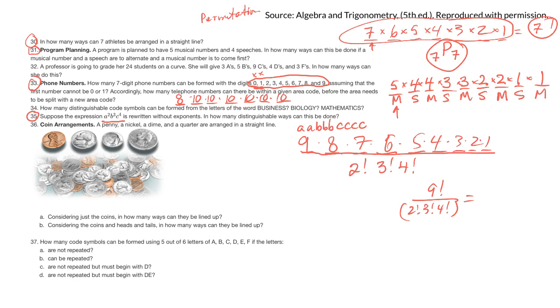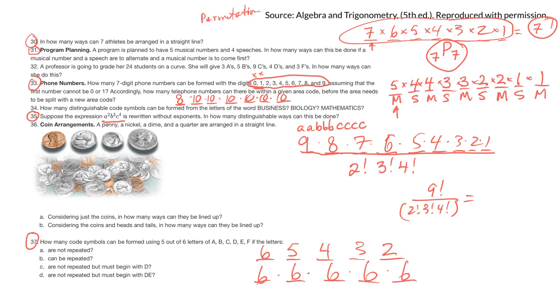Okay, and the last question, 37. How many code symbols can be formed using 5 out of the 6 letters A through F if you can't repeat them? So I have to use 5 letters, 1, 2, 3, 4, 5. The first one I can't repeat. How many things could I put in the first slot? There are 6 letters. How many in the second slot? 5, 4, 3, and 2. So I can't repeat. But in part B, they say you can repeat. So there's 6 I can put in the first one, and if I can repeat, I can put 6 in every one of those slots. So I can multiply.